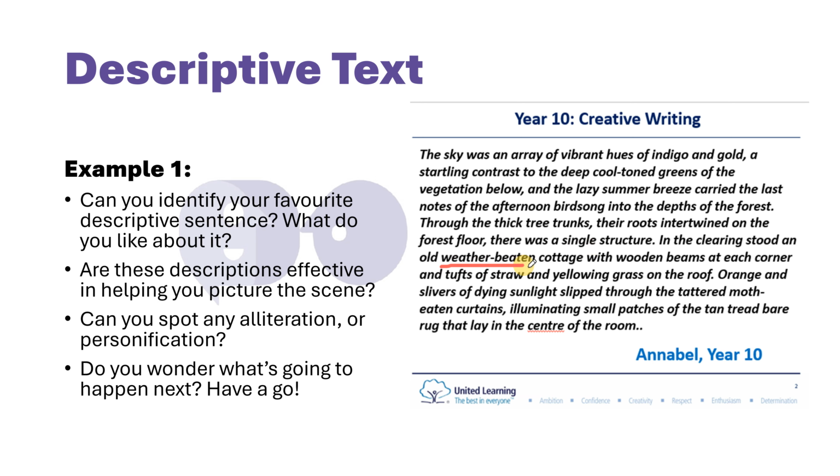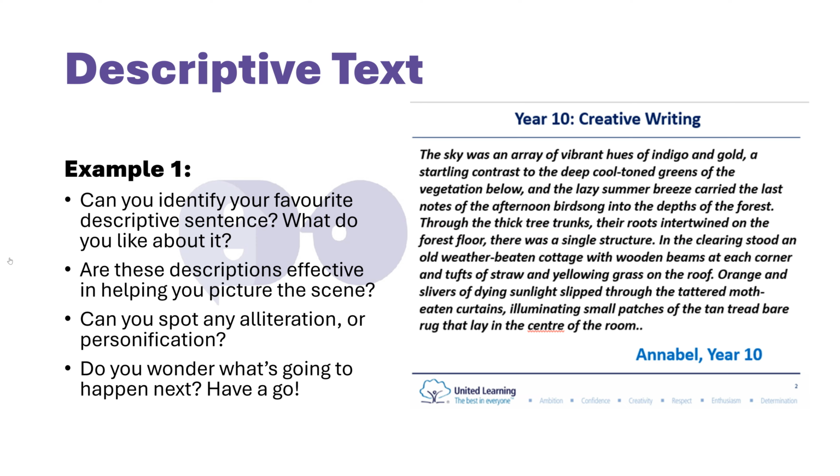Now, adjectives are words that describe a noun. So, thick tree trunks, single structure, weather-beaten cottage. All examples of adjectives that have been used here. Adjectives are essential to descriptive writing because they help the reader to paint a picture in their mind as they follow the story. If you like, to show you how effective adjectives are, pick a sentence from the paragraph and remove all of the adjectives and see what a difference it makes.